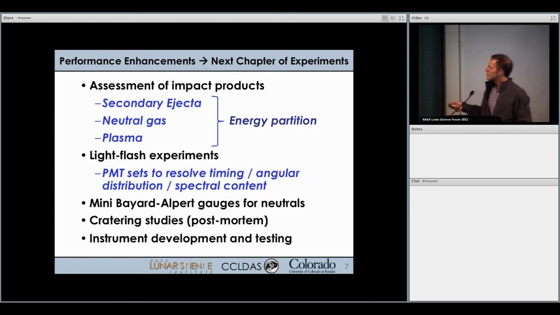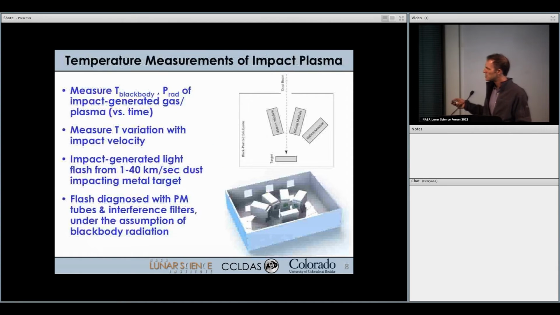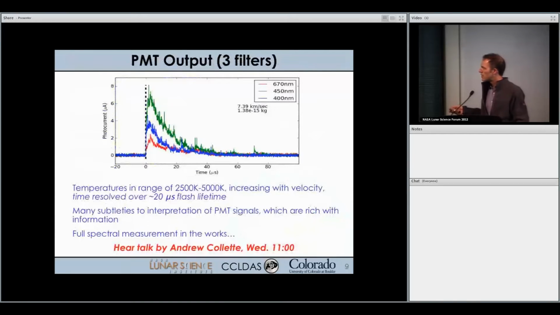Now, as the performance of the accelerator has improved, this has allowed us to go to the next chapter of actual science experiments, which is really the point of the whole thing. So again, the types of experiments that we're doing fall into a few broad categories. First of all, we're assessing the impact products. These might be secondary ejecta, it might be neutral gas, they may be plasma that's produced. One important measurement that we try to make is where the energy goes in each of these impacts. We do that by a number of techniques.